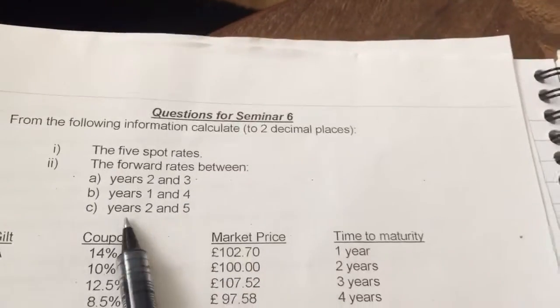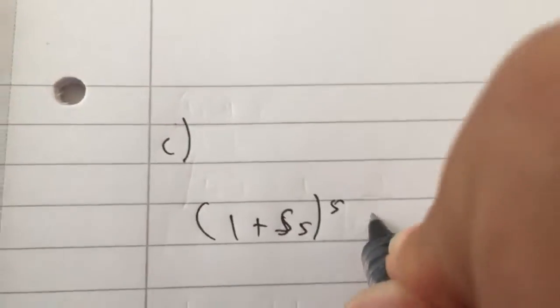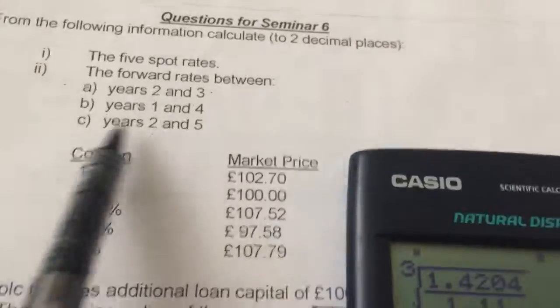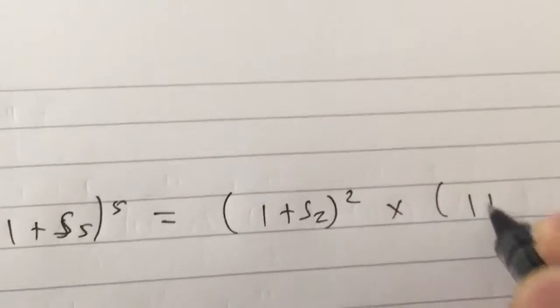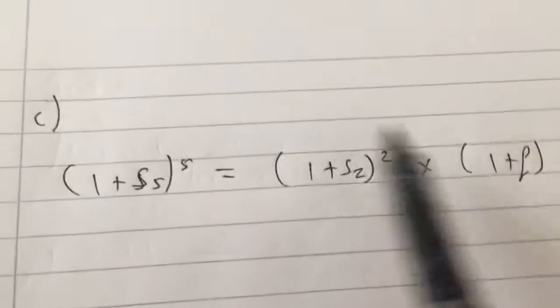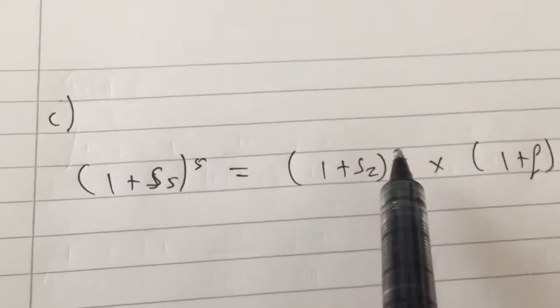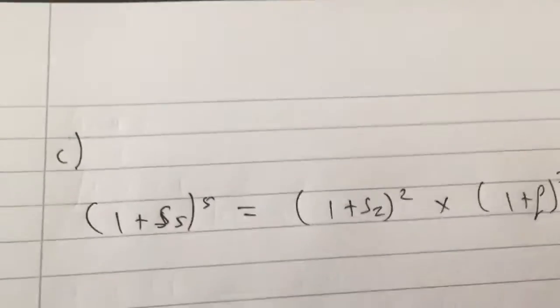We want to work out the forward rate now for years 2 and 5. Again, 5 is the bigger number. So the fifth year is 1 plus S5 to the power of 5 equals, for the smaller number, the second year, 1 plus S2 squared multiplied by 1 plus F. We need to make sure the powers equal the same: this is 5, so if that's 2, 1 plus F needs to be to the power of 3.